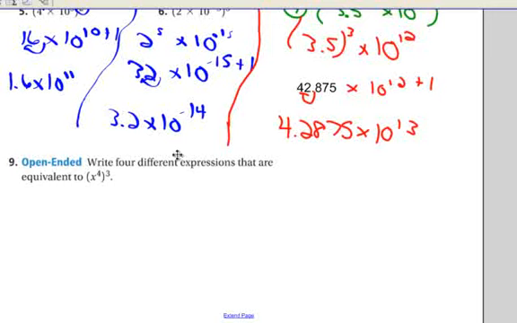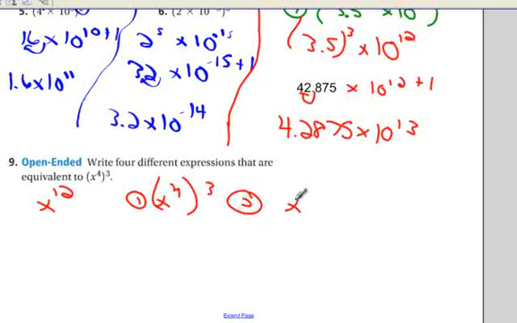Write 4 different expressions that are equivalent to x to the 4th to the 3rd. So basically what we're after is we know that this becomes x to the 12th. So how many different ways can we write that? So we know 1 is what we have, x to the 4th to the 3rd. 2, x to the 3rd to the 4th. That's a little bit cheating, but that's okay.